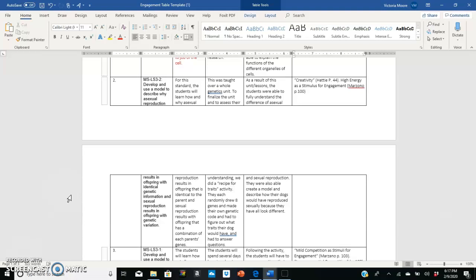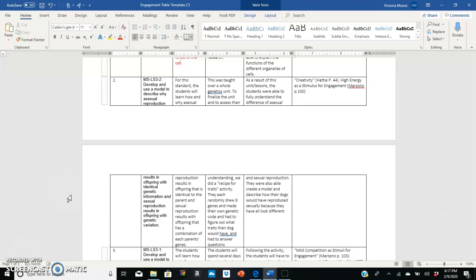There's a lot of dogs that look similar, but not exactly alike, and they had to be able to tell me that. And again, in the assessment, they were really able to grasp the genetic variation and how we all look different, even though the same four letters make up our genetic code, just in different orders and the same number of letters.